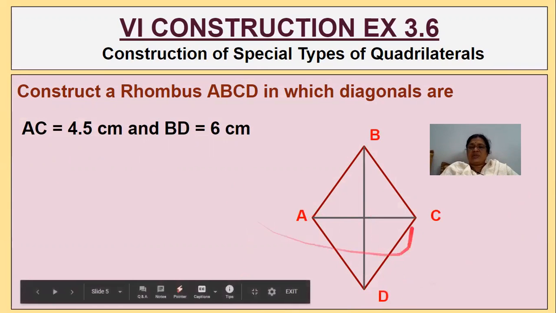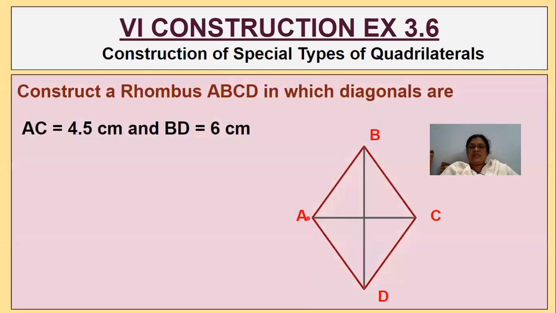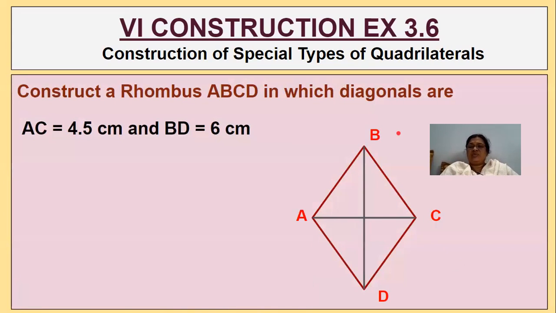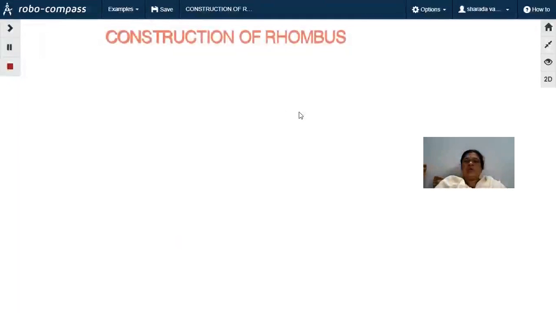and this is a rhombus, and diagonal AC is given. How much is it? 4.5 centimeters, and diagonal BD is also given, that is 6 centimeters. So this is the rough diagram. I'll show you how to construct the rhombus with the help of geometry instruments. Okay, right. Now the construction of a rhombus when two diagonals are given.